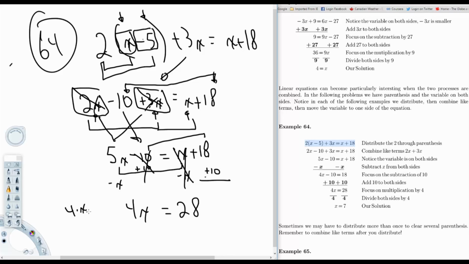4 times x, that's what this represents. If I want to get x, I have to get rid of that 4. How did it get there in the first place? I multiplied by 4. So therefore, I divide by 4 to get rid of it, and I have to do it to both sides. And I get x equals 28 divided by 4, which equals 7.